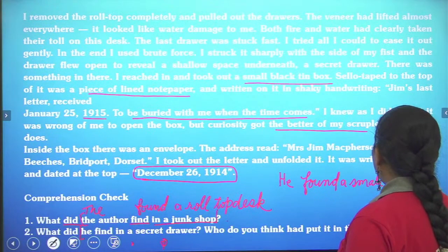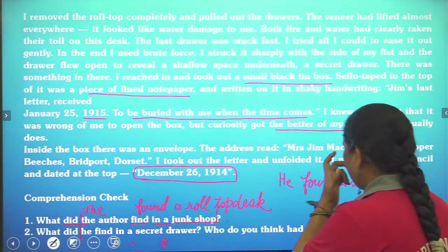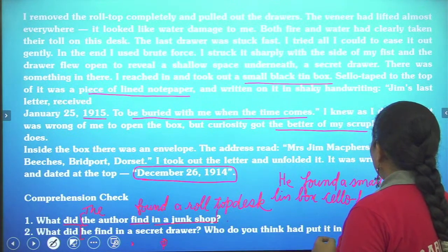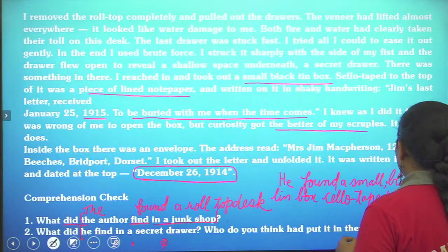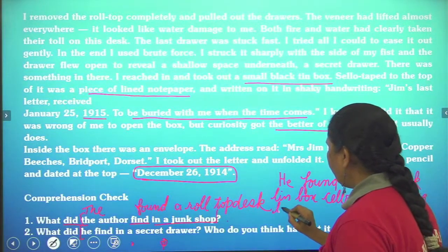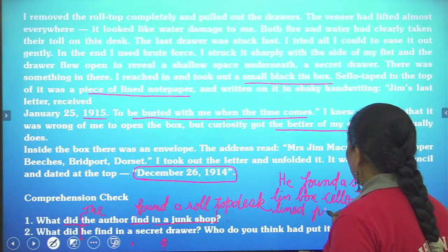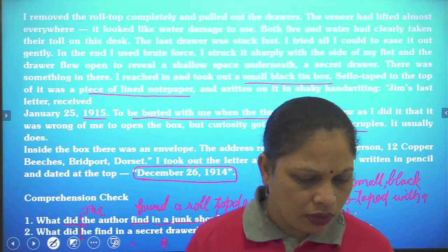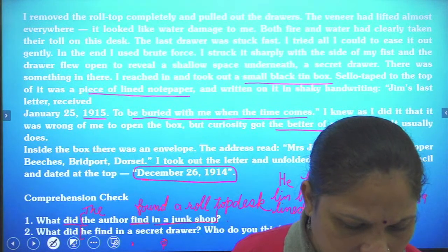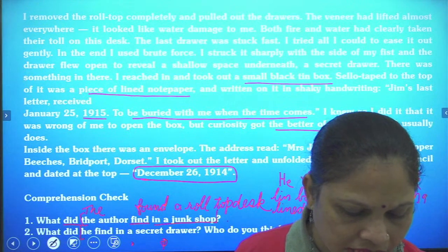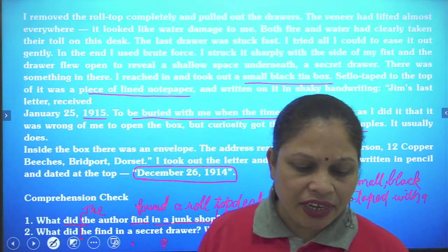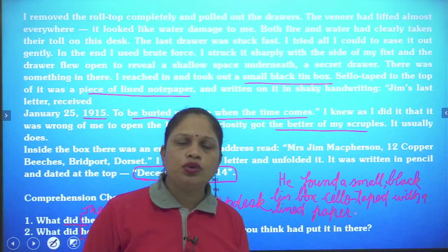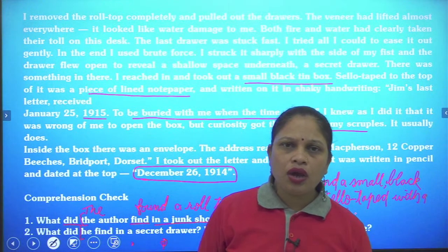A small black tin box, sellotaped with a lined paper. You can easily find this answer in your textbook also, on page number 10, in section 1, the 6th and 7th lines, where it is written a small black tin box sellotaped to the top of it was with a lined notebook paper or note paper. I hope this answer is very clear, and if you are able to answer these two questions, it means this part of the story is very clear to you, there is no doubt, and we can move ahead.